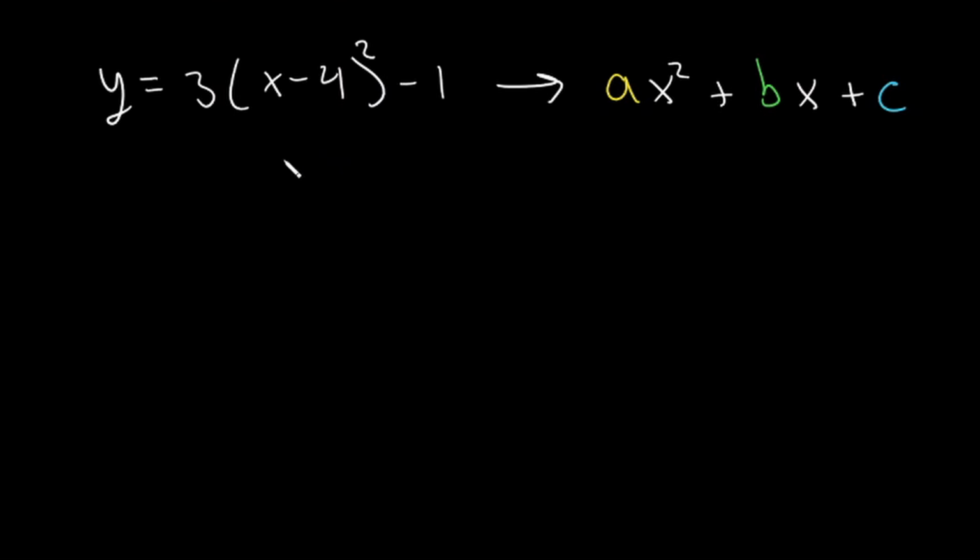Now what if we wanted to go the other direction? We start with vertex form and want to get to standard form. Here we have y is equal to 3 times x minus 4 squared minus 1. To get to standard form, we simply just multiply this out and simplify. So x minus 4 squared, let's start with that. So we know how to square a binomial.